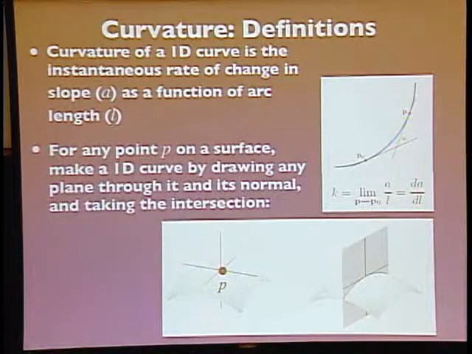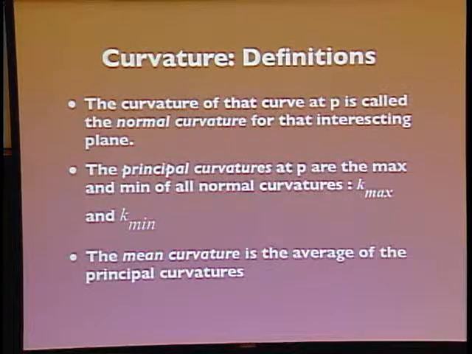So I haven't answered your question of how you actually calculate curvature for a 3D surface. Well, for any one of those planes that intersects the surface, the curvature of that curve is called the normal curvature, and the principal curvatures are the maxima and minima of the normal curvatures. The mean curvature is the average of those principal curvatures.